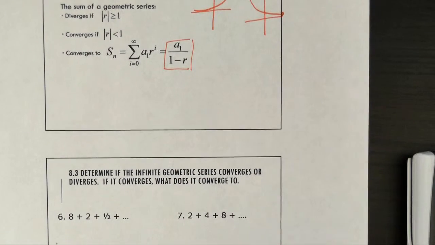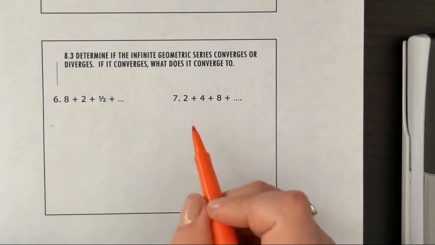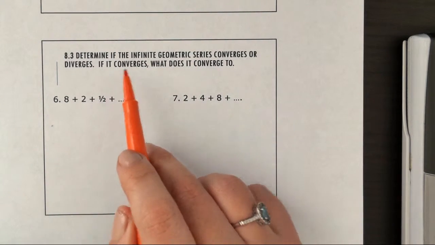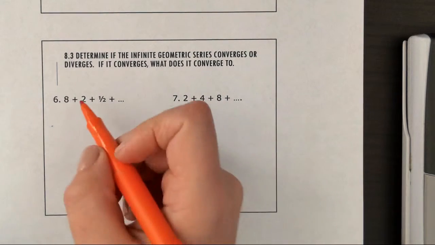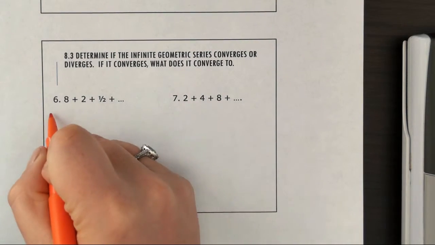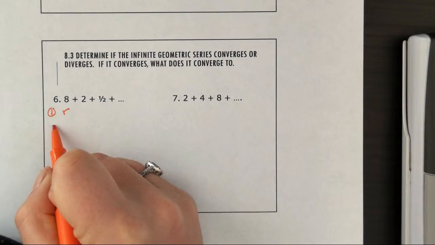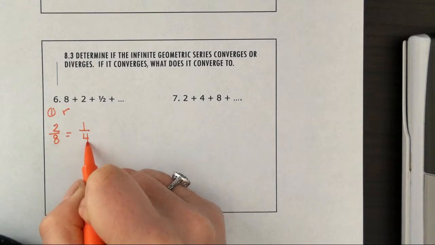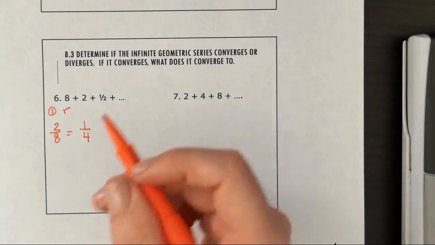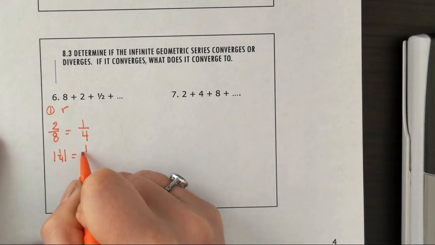Okay, so let's work through 2 examples that use this: determining if the infinite series converges or diverges. If it converges, we're going to decide what it converges to. The first thing we need to do is determine our common ratio. So we'll take 2 to 8, and that is 1/4. Now the absolute value of 1/4 equals 1/4.